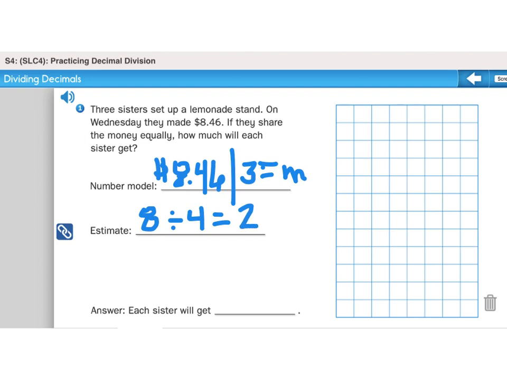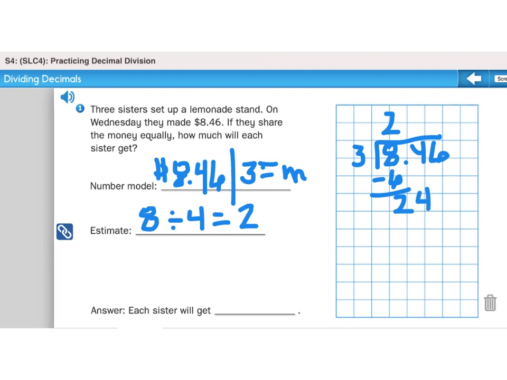Okay? Now we're going to go ahead and take our numbers and divide them like they're whole numbers. So we would say 846 divided by 3. If I'm doing the traditional method, 3 goes into 8 2 times. Multiply those and you get 6. 8 minus 6 is 2. Bring down that 4.